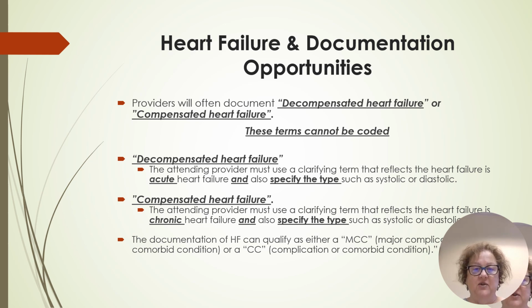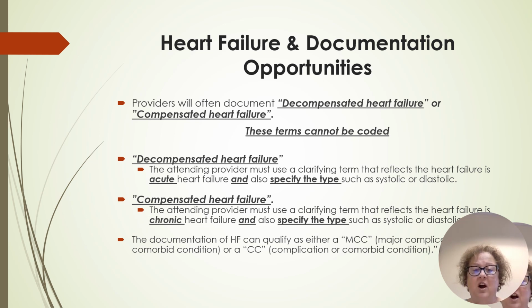There are some terms that we use in our documentation that do not translate to codes. These are 2 of those terms: decompensated heart failure and compensated heart failure. If decompensated heart failure is documented, the attending provider must use clarifying term that reflects that the heart failure is acute heart failure and also specify the type, such as systolic or diastolic. If the term compensated heart failure is documented, the attending provider must clarify that the term reflects that the heart failure is chronic and also specify if it was systolic or diastolic.